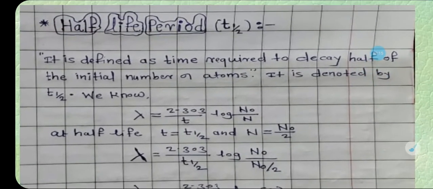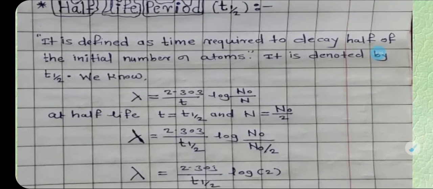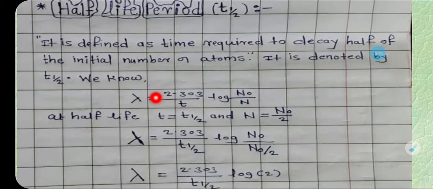Next will be the half-life period. The half-life period of a radioactive reaction is defined as the time required to decay half of the initial number of atoms or initial concentration. It is denoted by T1/2. For that, we know the integrated form of the rate equation, lambda is equal to 2.303 upon t log of N0 upon N.